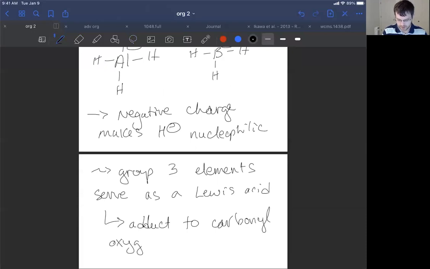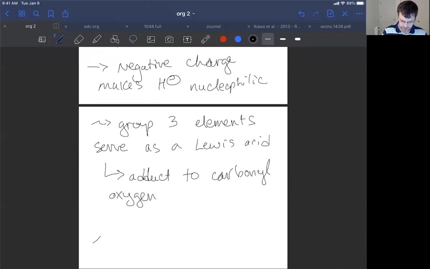Okay, here's how we want to think about this reaction. If we take a carbonyl and we add to it BH4, which I'm going to now draw as a Lewis structure, what's going to happen is we're going to obtain a product where the oxygen has accepted the boron.